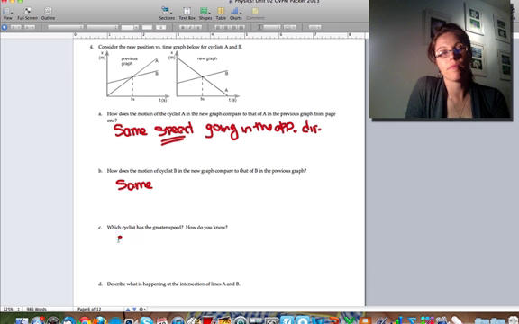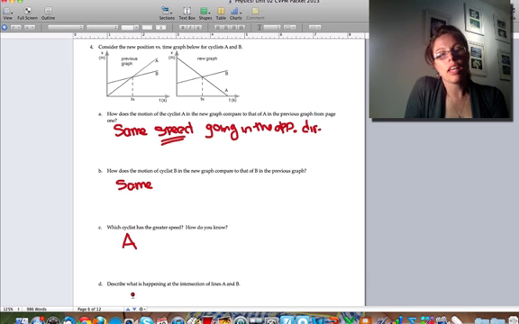No different. Which cyclist has a greater speed? So now again we look at the steepness, and even though A is going backwards, the line of A is still steeper than the line of B. So A has a greater speed because it has a steeper line.